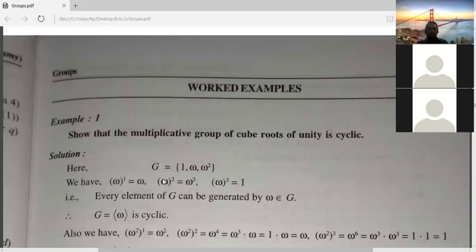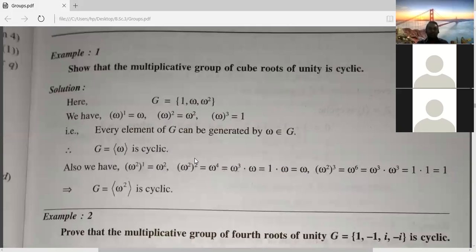Now we go for the problems. Show that the multiplicative group of cube roots of unity is cyclic. Now what do we have to prove here? The elements of the cube roots of unity are 1, omega, omega square. That is the multiplicative group G, the set containing 1, omega, omega square. We have to show that it is indeed cyclic.